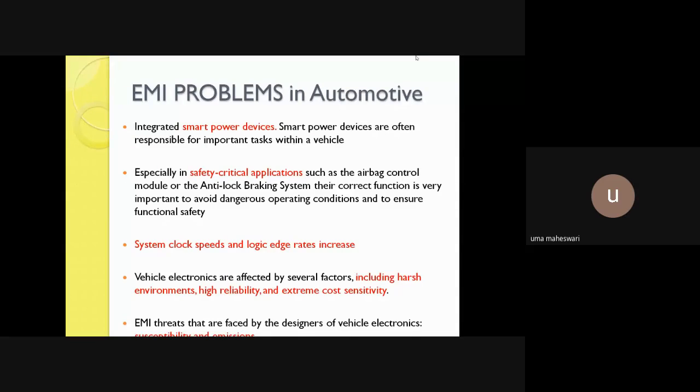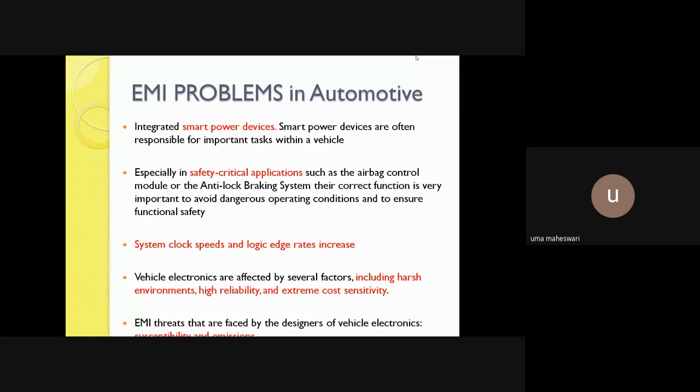So in automotive and vehicle electronics, we have EMI problems such as integration of smart power devices with the control units, and some safety critical applications such as airbag control. We need to have clearly low level EMI within the specified product standards. And system clock speeds: as we are using very high speed controllers like microcontrollers and microprocessors, very high frequency signals are used. So definitely switching noises will be present there.